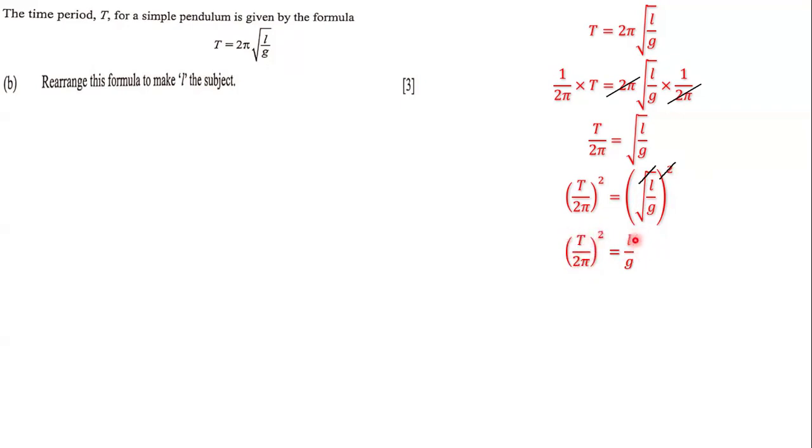Now remember, our goal is still to make L the subject of this equation. So we have to get rid of this G at the bottom. And in order to get rid of this G at the bottom, we have to multiply both sides of this equation by G. So we multiply the right side by G and the left side by G. This G cancels with this G. So we are left with L is equal to G multiplied by t over 2 pi, all raised to the power of 2. Now we switch this equation. And so we have that L is equal to G multiplied by t divided by 2 pi, all raised to the power of 2. And that's the answer to this question.